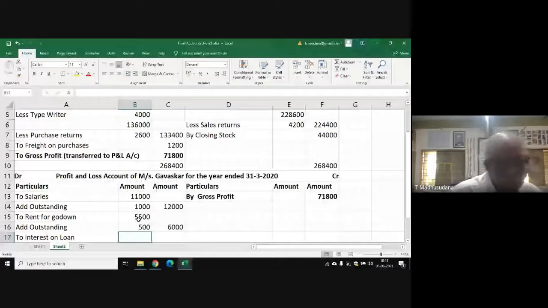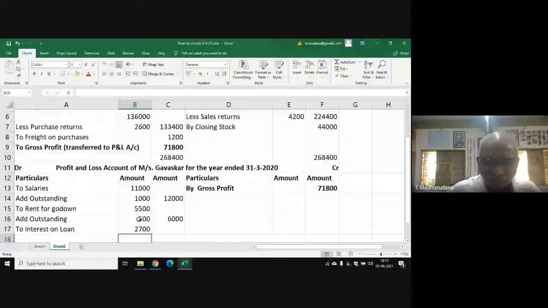at 12% per annum. The loan was taken on 1/5/2019. That means the loan from Vishwanath is 30,000. On 30,000 at the rate of 12%, we have to pay interest. But the loan was taken on 1/5/2019, that means only for 11 months we have to pay the interest. So interest on loan already paid is 2,700.